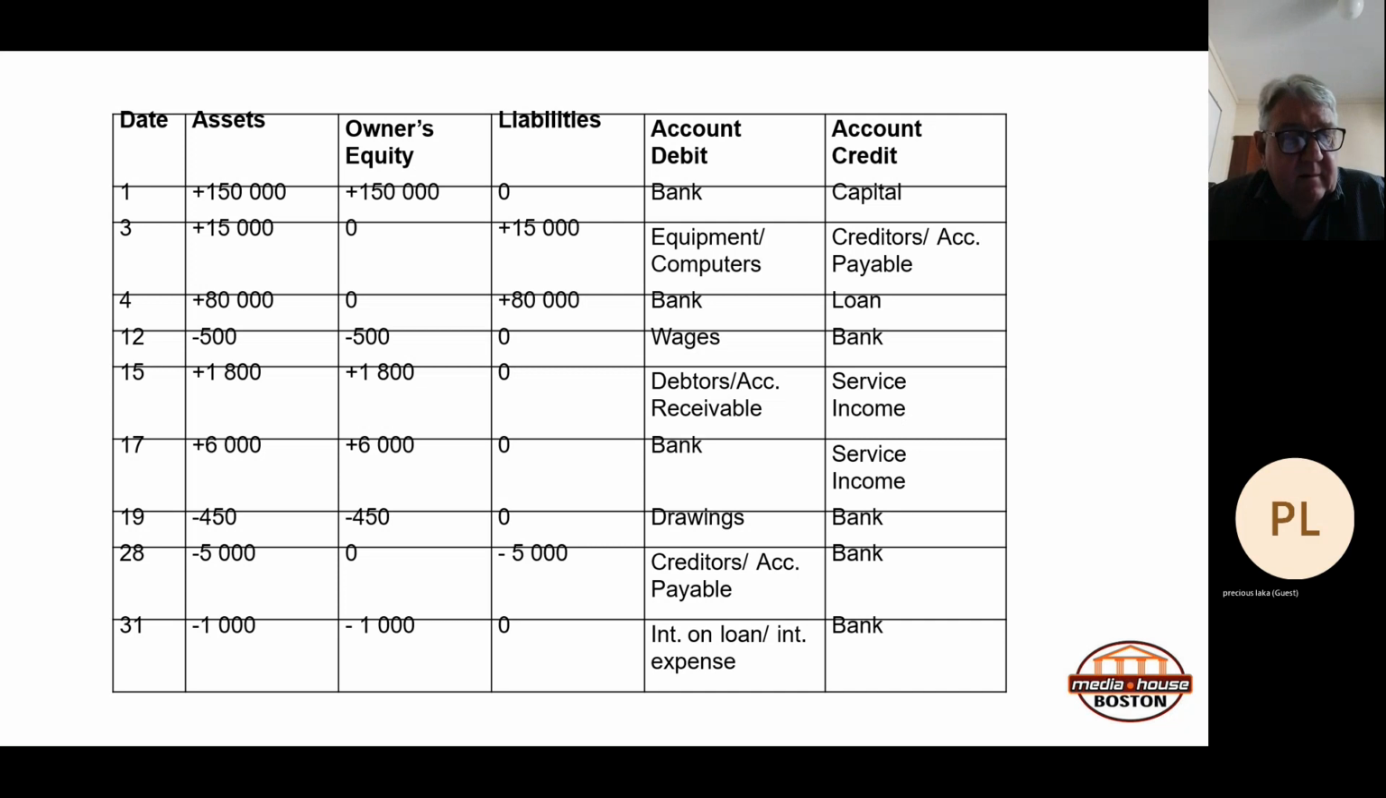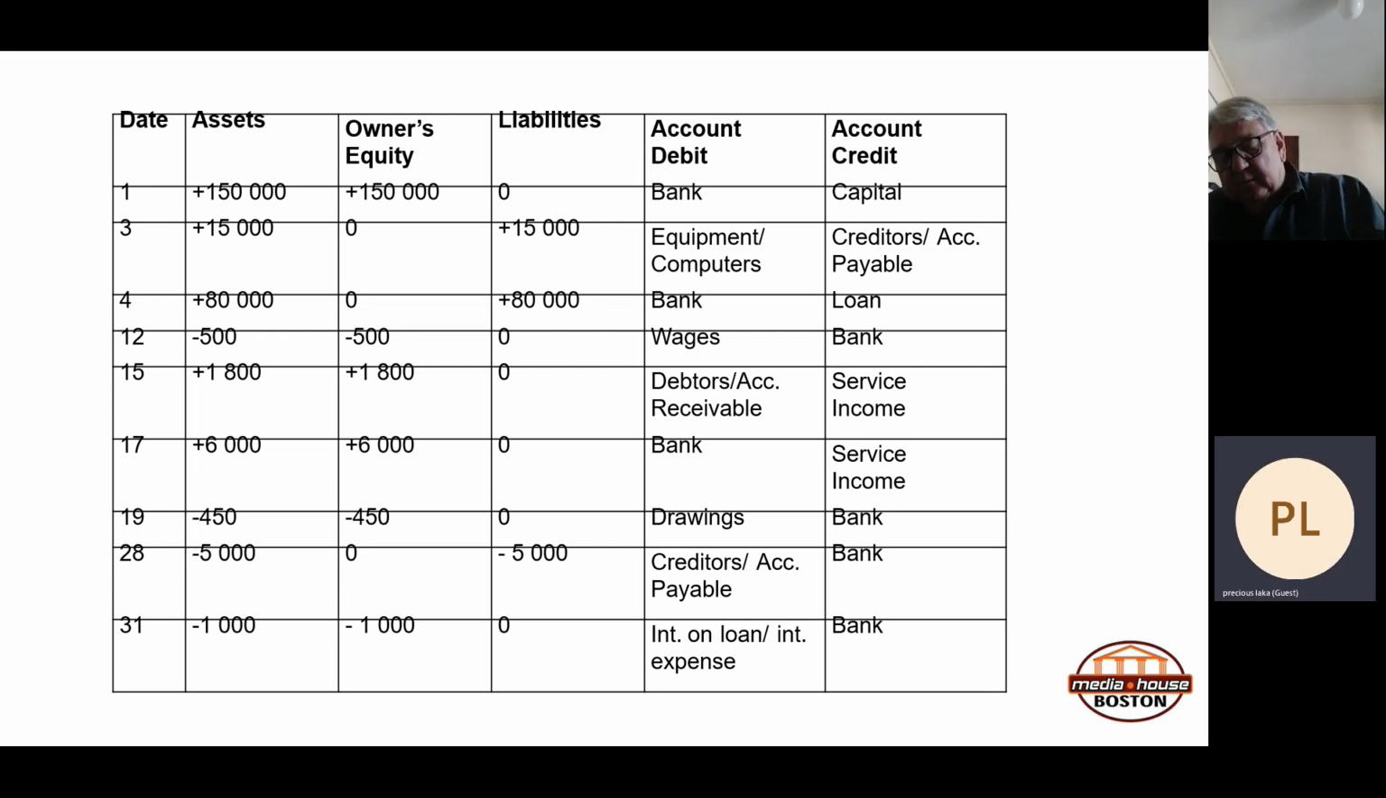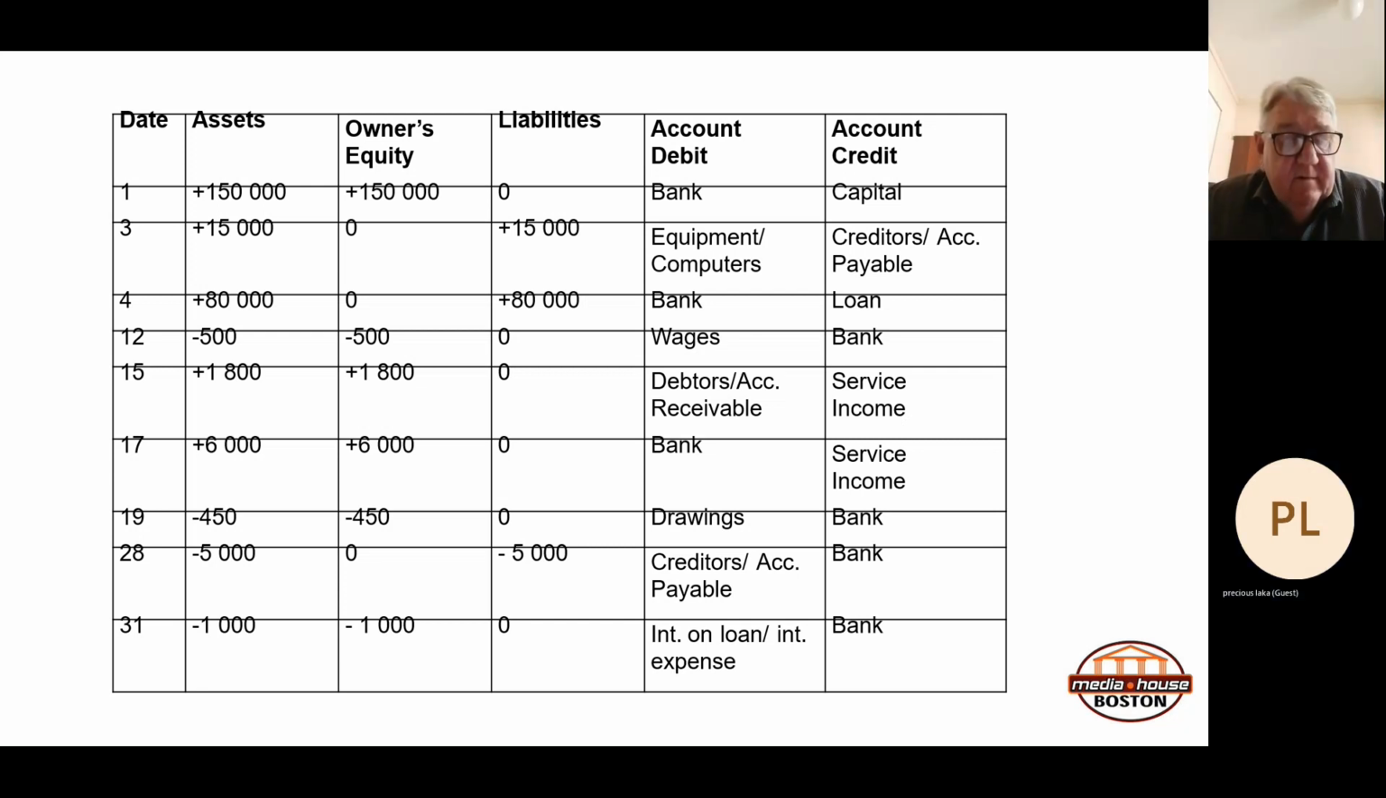Okay, then on the 28th, we returned some of the goods, the 1,000 rand purchased from SA Prop on 8 January, and received a cash refund. So if we returned something, that means money is coming into our bank, right? That's right, yes. So that would mean it would be a plus on the asset side? Yes. Plus 1,000.